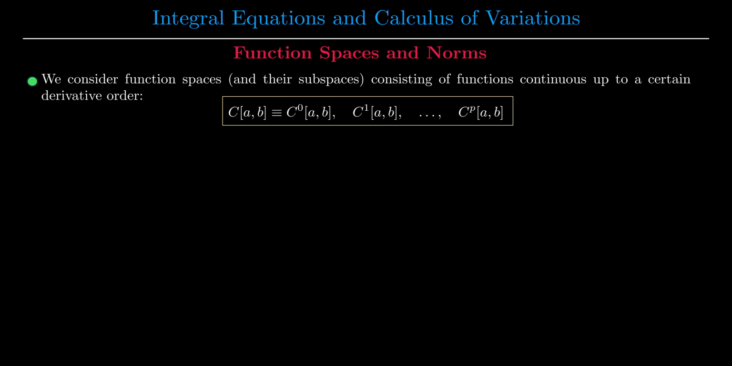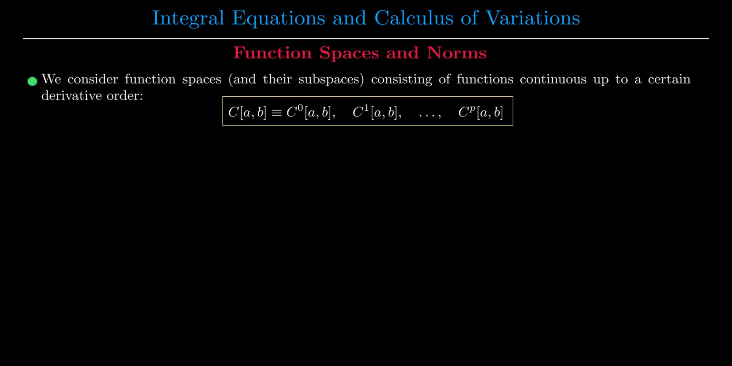Next, we need to be precise about what kinds of functions we allow as admissible. In calculus of variations, we often work with function spaces where functions are continuous, and sometimes their derivatives are also continuous. We use the notation C superscript p on the interval a to b. This means the function has continuous derivatives up to order p on the interval a to b.